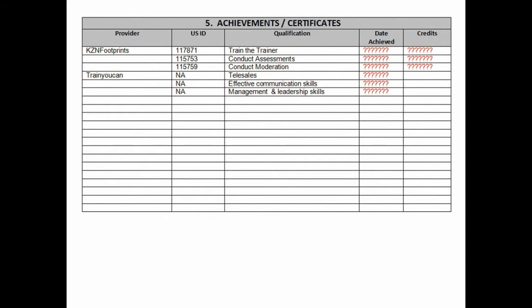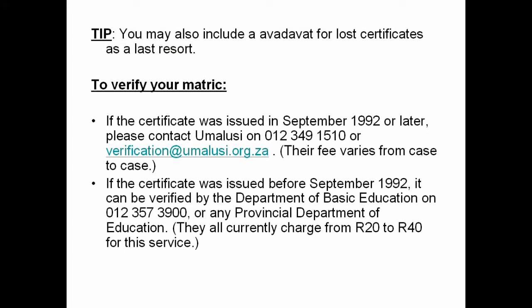To verify your matric, if the certificate was issued in September 1992 or later, please contact Umalusi on 012-349-1510 or verification@umalusi.org.za. If the certificate was issued before September 1992, it can be verified by the Department of Basic Education on 012-357-3900, or any provincial Department of Education. They all currently charge from 20 Rand to 40 Rand for this service.